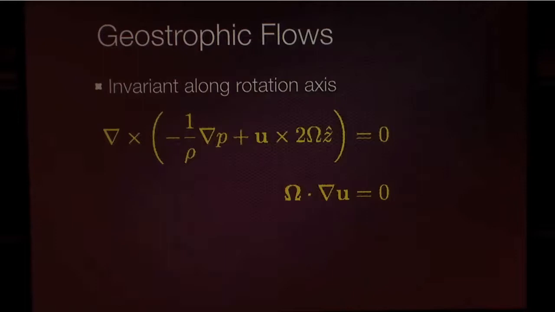Omega isn't zero. U isn't zero, we just watched the movie. And so the gradient of u has to be zero. So the velocity field can't change with z. You might be asking yourself, what does that mean? That doesn't mean a thing.